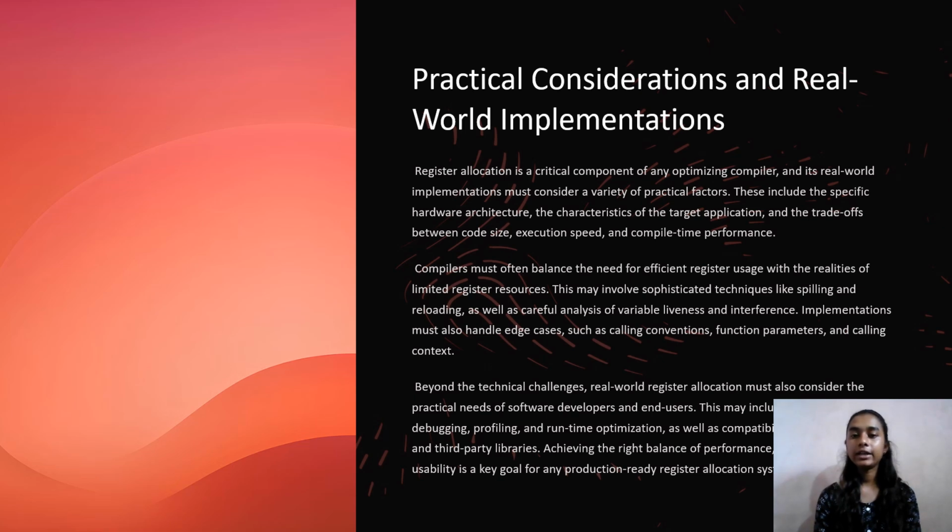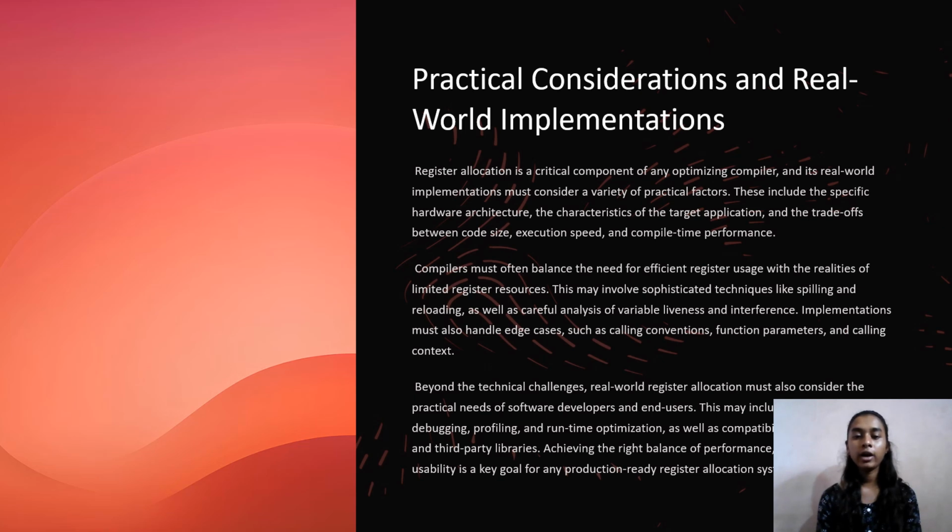Practical considerations and real-world implementation. Register allocation is a crucial component of any optimizing compiler, and its real-world implementation must consider a variety of practical factors. This includes the specific hardware architecture, the characteristics of the target application, and the trade-offs between code size, execution speed, and compile time performance. Compilers must often balance the need for efficient register usage with the reality of limited register resources. This may involve sophisticated techniques like spilling and reloading, as well as carefully analyzing variable liveness and interference.